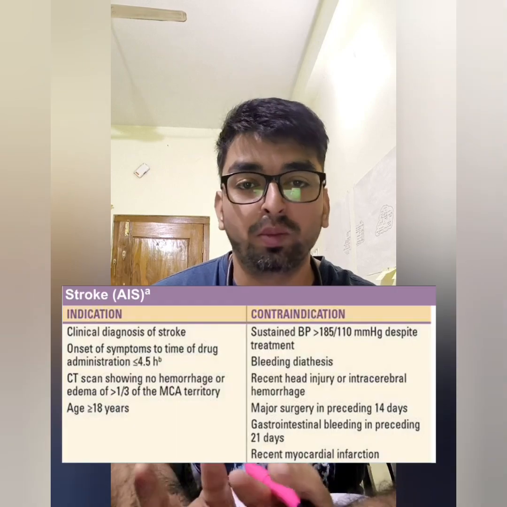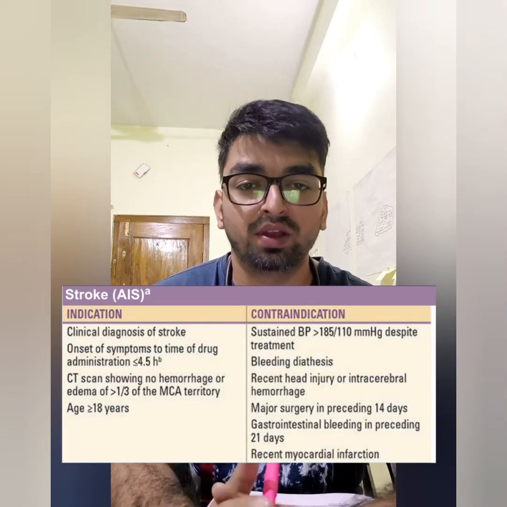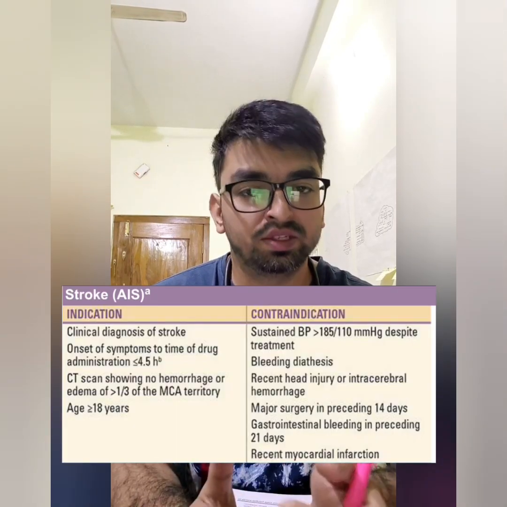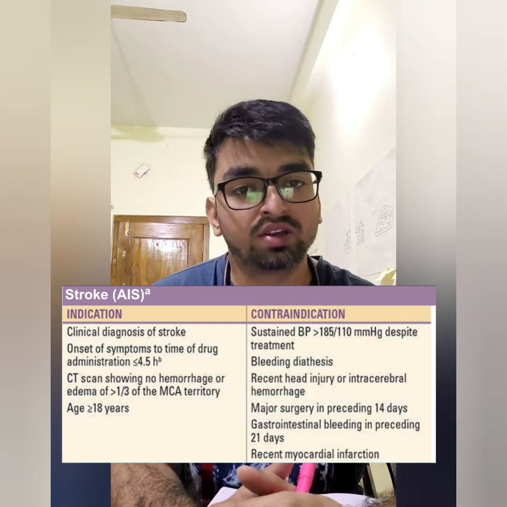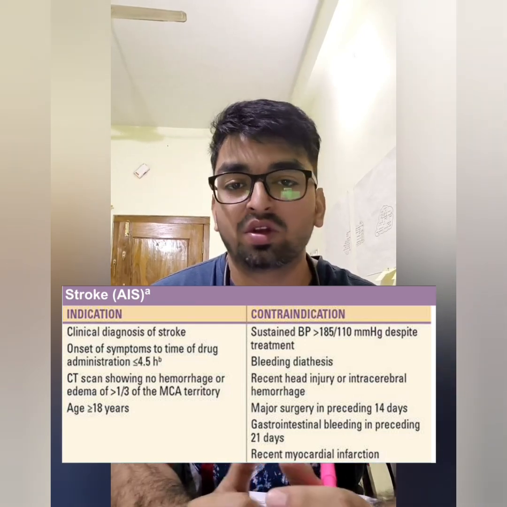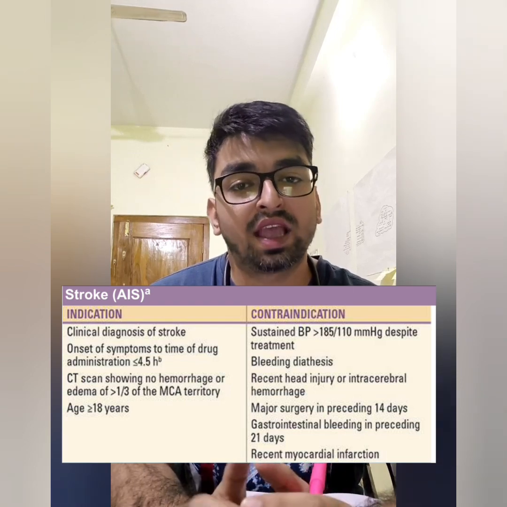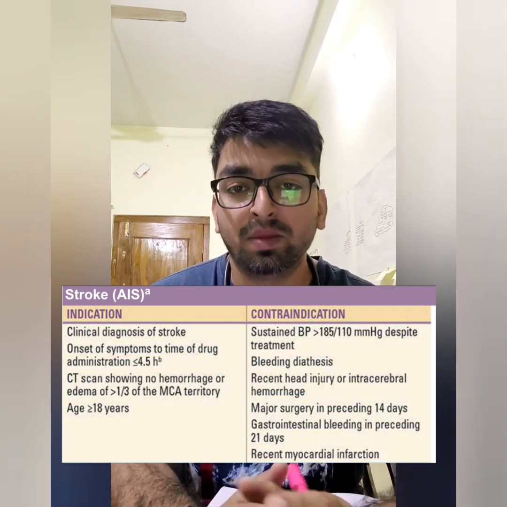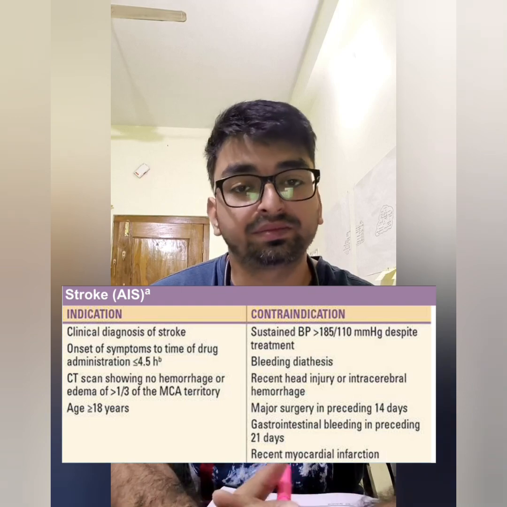So now when you have made your diagnosis of acute ischemic stroke, you have to think whether the patient can be taken for thrombolysis or not. Harrison has mentioned a very good table for indications and contraindications of thrombolysis. Indications: the age should be more than 18 years. You have made your clinical diagnosis of stroke, which is confirmed by neuroimaging. Onset of symptoms to drug administration should be within 4.5 hours. So 4.5 hours is the window time you have for thrombolysis. If the time is crossed, we cannot thrombolyze. And the CT scan should show no hemorrhage, and even if there is edema, it should be less than 1/3 of the MCA territory. So these are the indications.